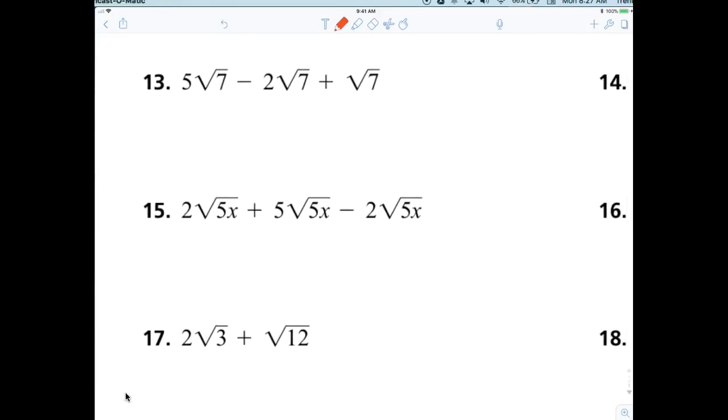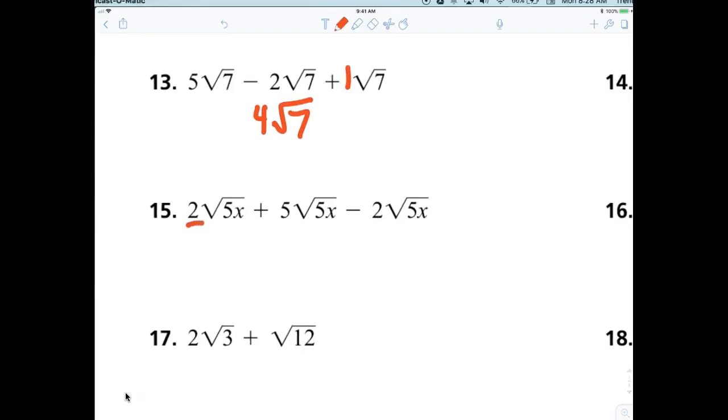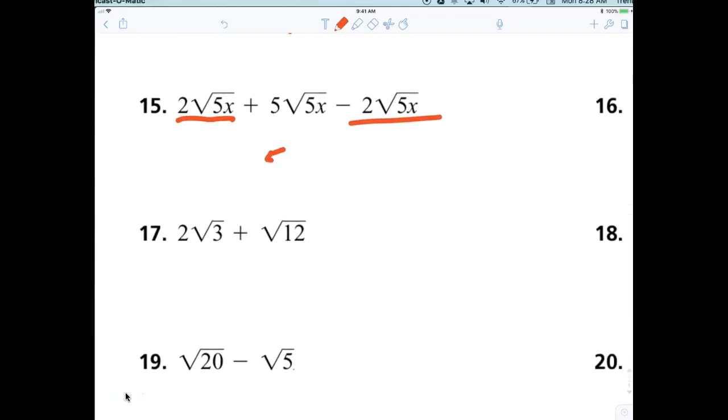5 radical 7 minus 2 radical 7 is 3 radical 7. Plus 1 is, there you go. Put a 1 there. Sometimes it's helpful. 4 radical 7. Now here what I'd like you to recognize is that these two just cancel out. So now we know it is simply 5 radical 5x.